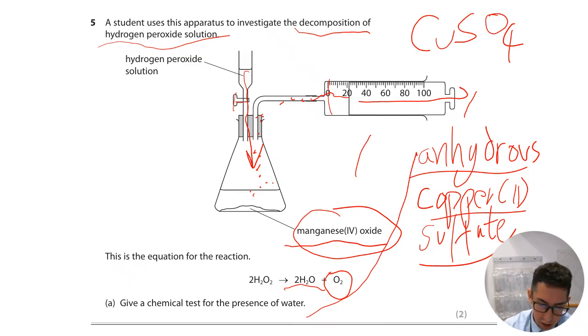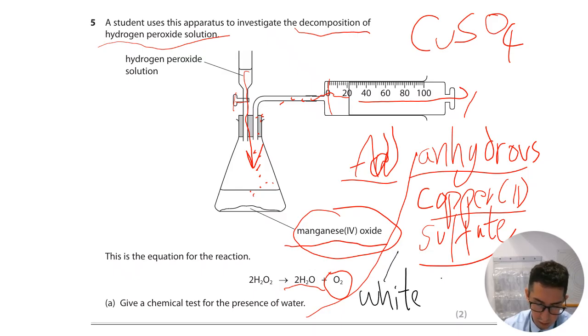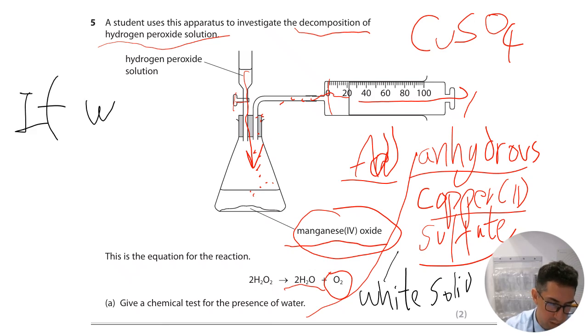So we add, so make sure you get your grammar clear. We're adding anhydrous copper 2 sulfate, which is white. So this is white, a white solid. If water is present, it goes blue. And that's the test for water.